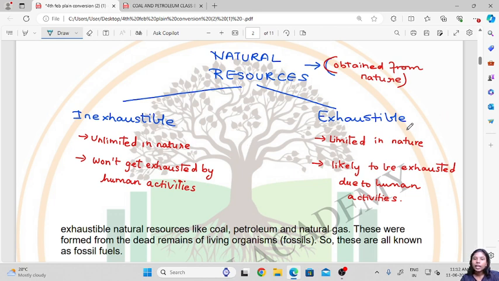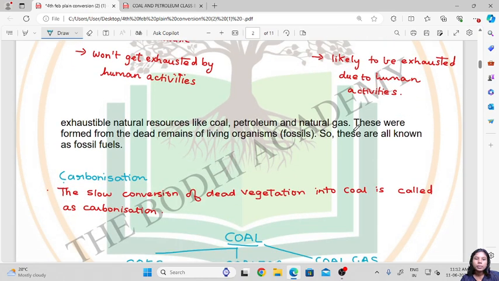Then coming to exhaustible natural resources, we said that they are limited in nature and are likely to be exhausted due to human activities. So in this chapter, we are going to focus on exhaustible natural resources. Exhaustible natural resources like coal, petroleum and natural gas were formed from the dead remains of living organisms known as fossils. So they were known as fossil fuels.